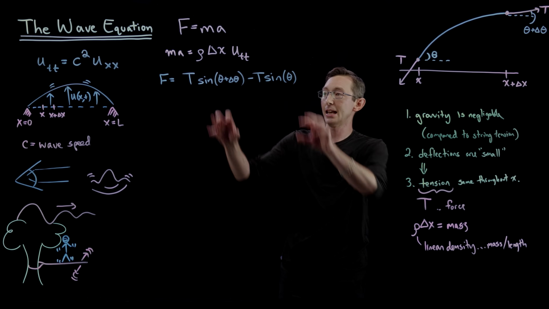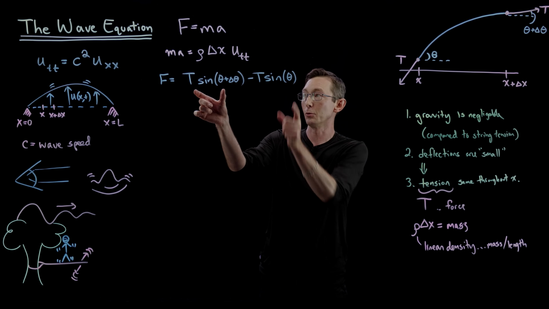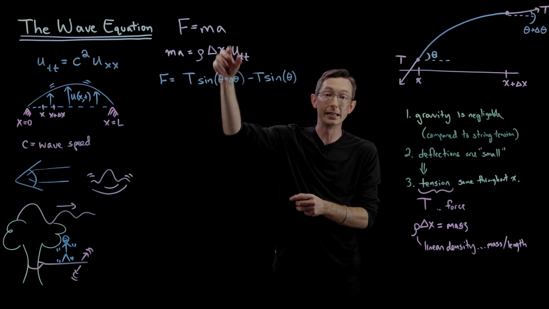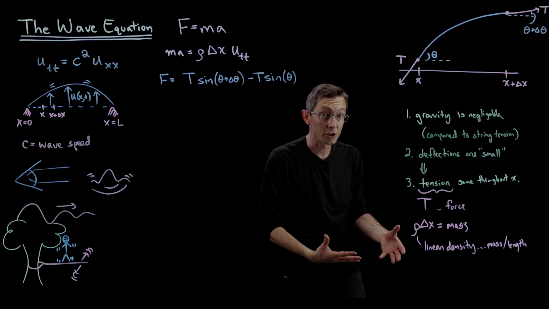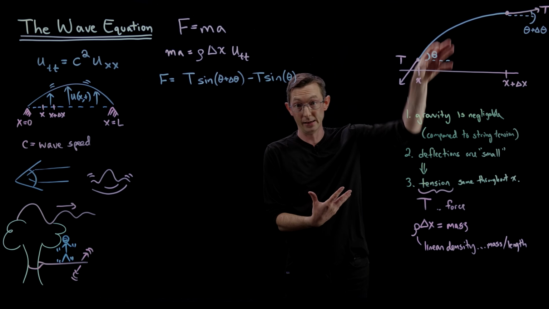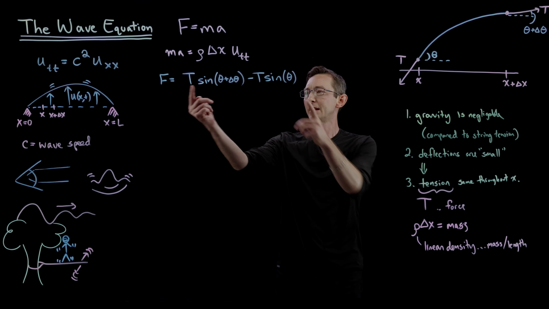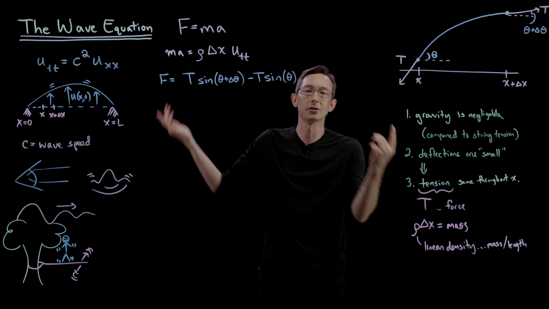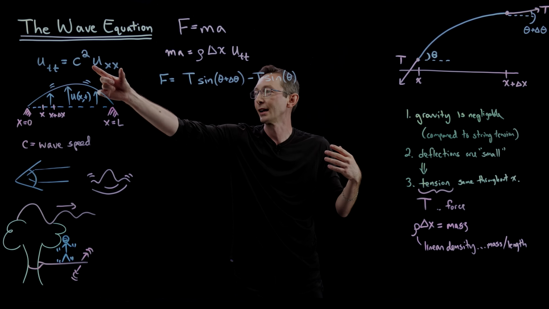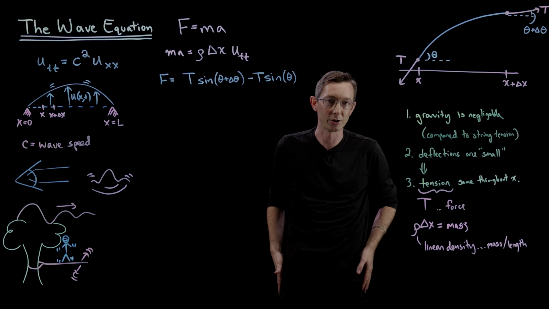And I could just take this expression and say that equals rho delta x utt, and that's absolutely true. That is Newton's second law. That's conservation of momentum in this section of the string. But this expression here is not that useful. I want something that's uxx, not something in terms of theta. So how do I get this uxx from this expression here?